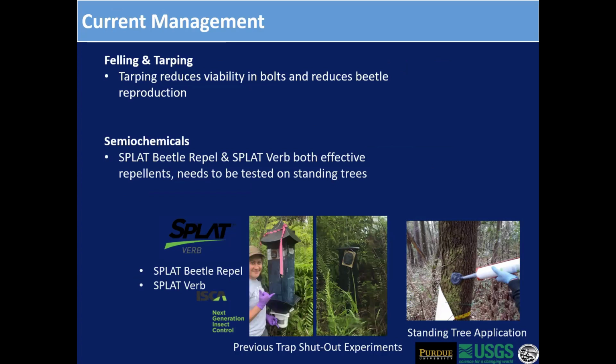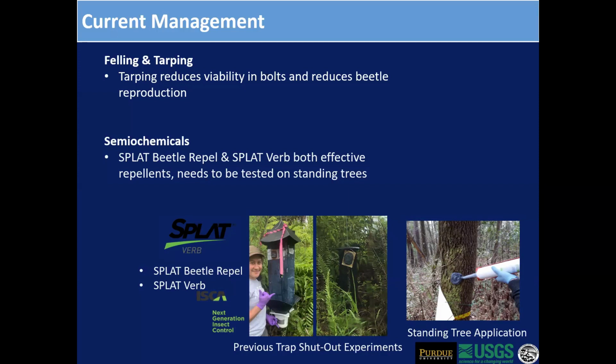So now just really briefly, some current management. We've had other projects going on regarding management. And so felling and tarping is still the best way to reduce the spread of ROD. We have found that tarping reduces viability in bolts and also reduces beetle reproduction. So there's 2 wins there.